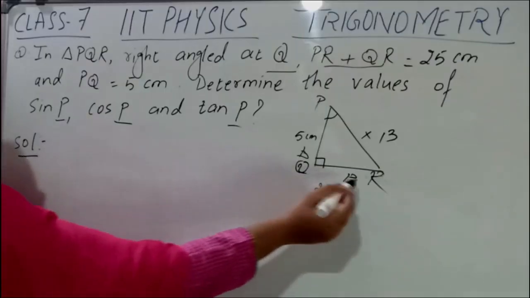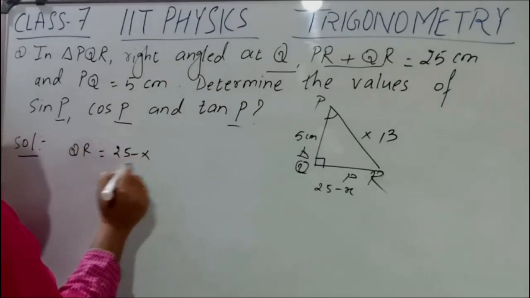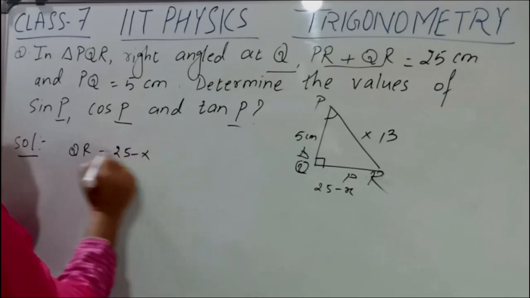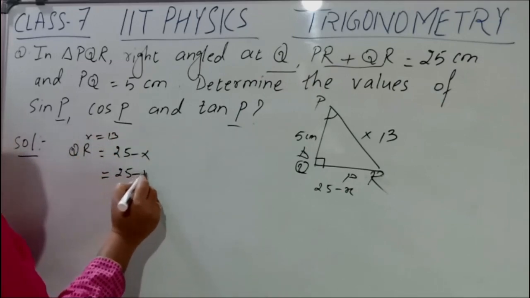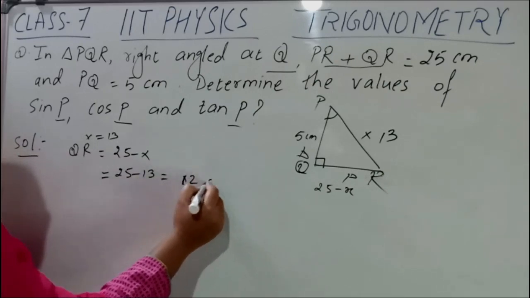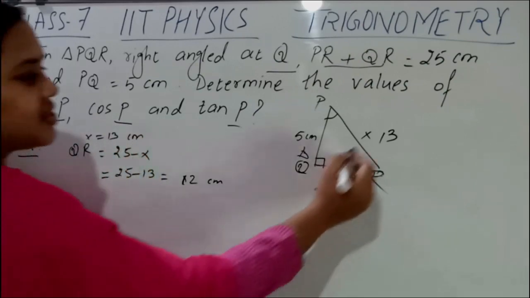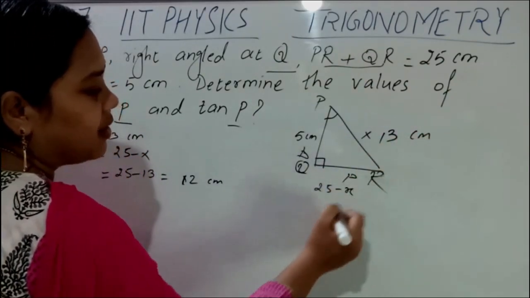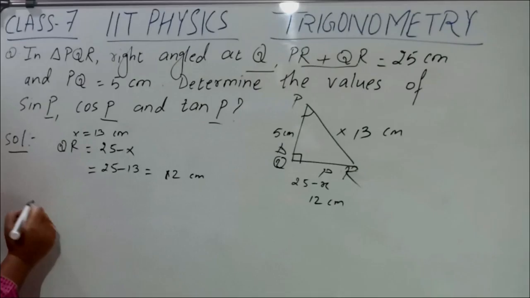So see, QR equal to 25 minus x. X we got 13. Then QR is 25 minus 13, how much? 12. It means the hypotenuse we got is 13 centimeter and the perpendicular we got is 12 centimeter. Clear? Now, next, what did we have to find?